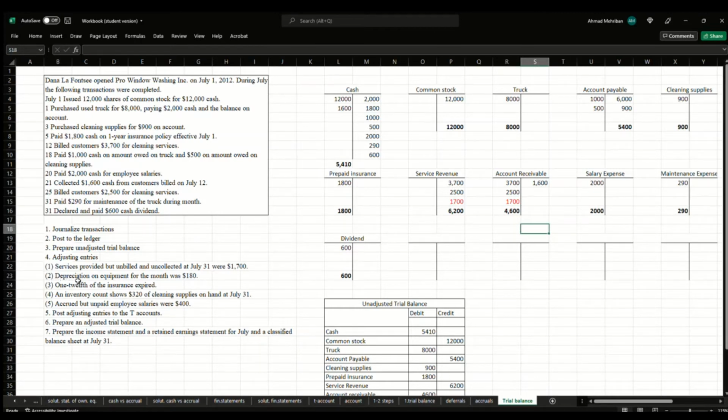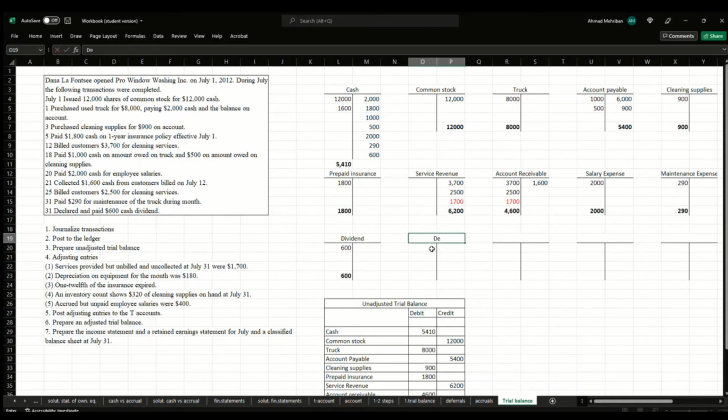The second one is depreciation on equipment for months was 180. So here they don't ask you to calculate how much it is. They already have calculated the amount of depreciation. The only thing they want from you is to record that depreciation expense.